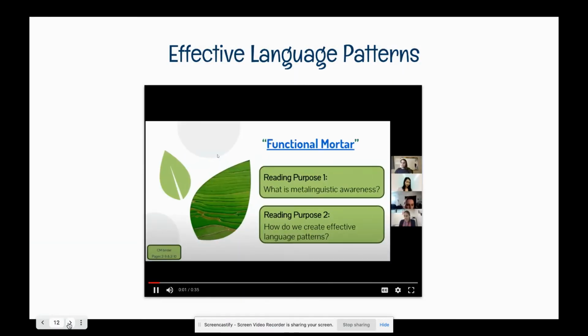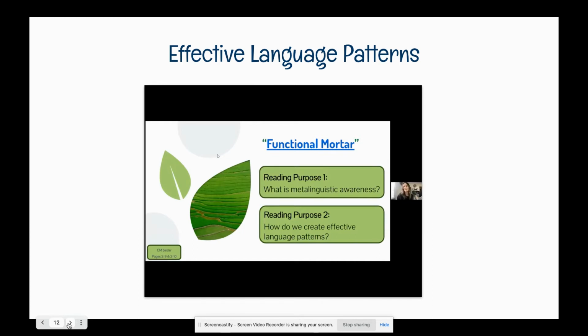For reading purpose 1, what is metalinguistic awareness? So would someone like to unmute and do that? That would be wonderful. I'll share. So our group talked about that metalinguistic awareness was knowing what you want to say and knowing how to say it. So being able to identify like what's my purpose and not only my ideas, but the specific language that I want to use to express those ideas.